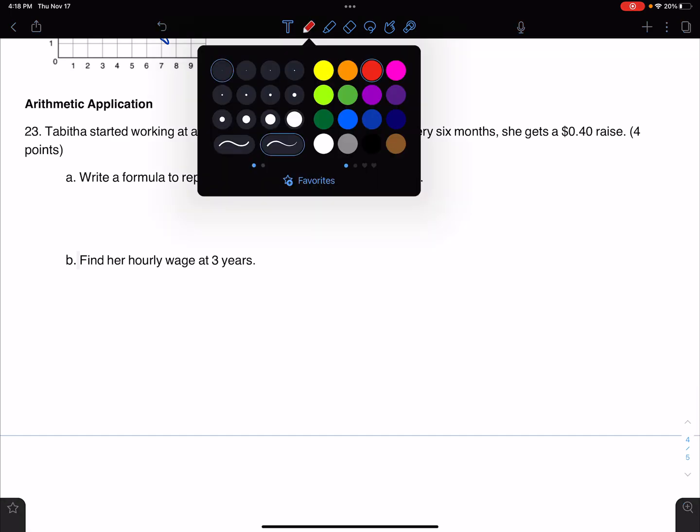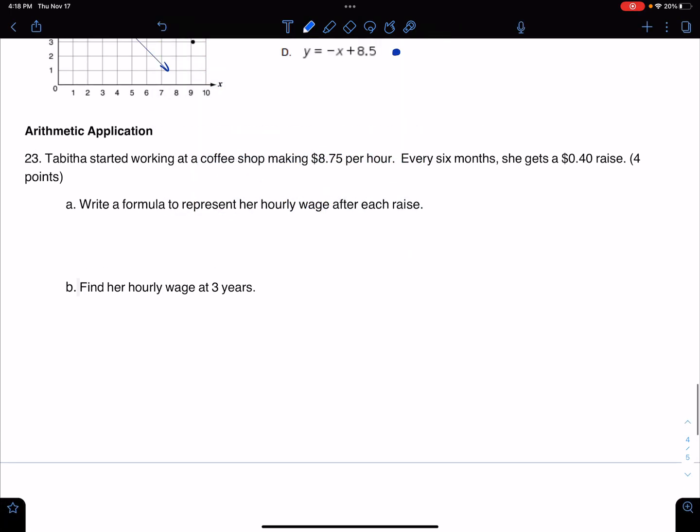Okay, looking at the last problem here, our girl Tabitha. What a great girl. Let's draw her. There's Tabby. She's so happy. She has long hair. Tabitha started working at a coffee shop, and she serves coffee at the coffee shop. In every hour, she makes $8.75. What a girl. Every 6 months, she gets a 40% raise. That makes Tabitha very, very happy.